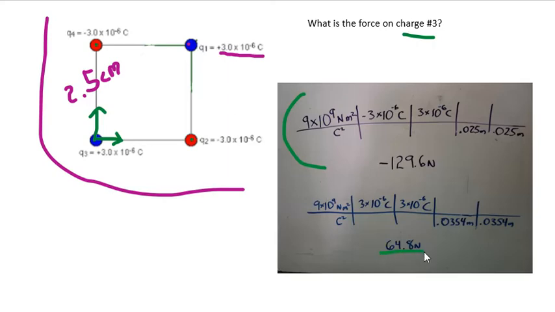Now, notice it's a little different. K is still the same. The charges are still the same in magnitude, but this distance between here and here, well, that's not 2.5 centimeters. I have to calculate what that is, right? And I could do that with the Pythagorean theorem. I make a triangle out of this. This side is 2.5. This side is 2.5. A squared plus B squared equals C squared. And this works out to be 3.54 centimeters, which I have to convert to meters so that all my units work out, right?